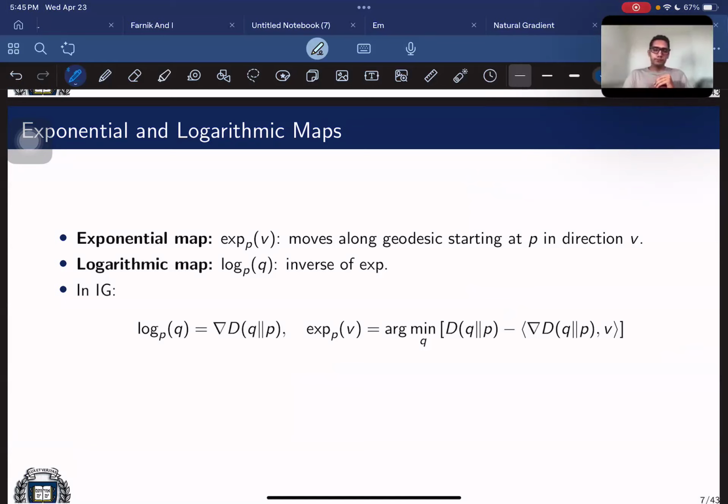Okay. Now, before going ahead and talking about the applications of information geometry, I wanted to introduce you to another very, very important concept in differential geometry, which is the exponential map and the logarithmic map. Consider we are on a sphere. Let me talk about it in this sense.